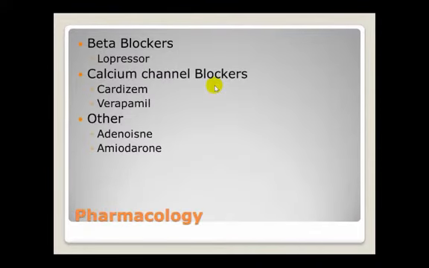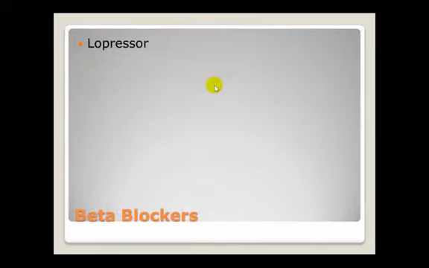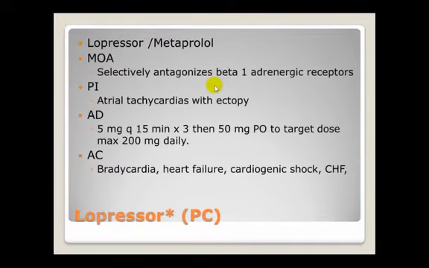These are the medications that they'll primarily use. We're going to talk about in this section beta blockers, calcium channel blockers, and then other medications. First one we're going to talk about is beta blockers, Lopressor. In the event of an MI, Lopressor might be the easiest one.